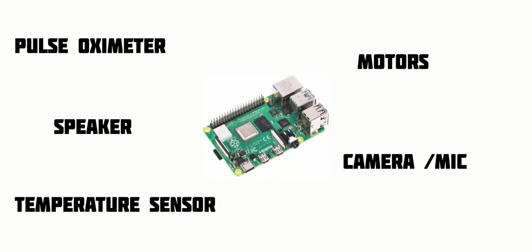So in our hardware unit, Raspberry Pi is our central control unit, and it has interfacing with the pulse oximeter sensor, temperature sensor, speaker and mic for communication, and a camera, and the motors, controllers, and the battery for the whole system.